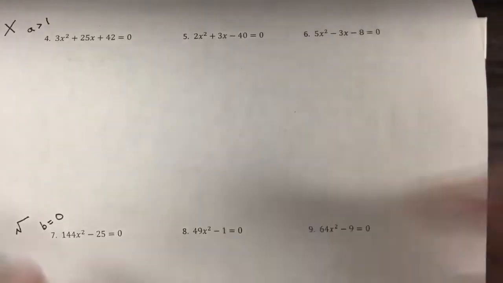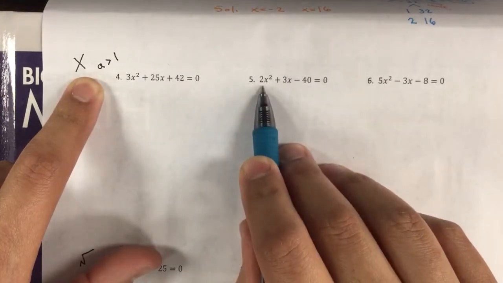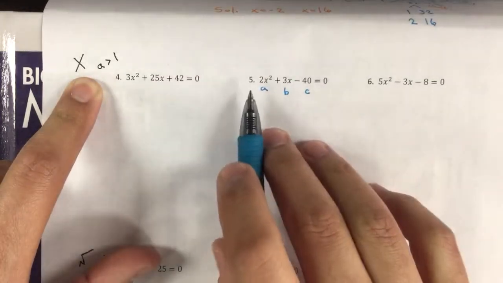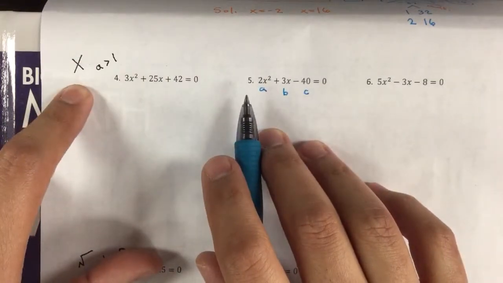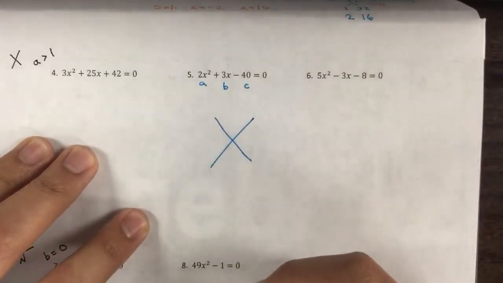Alright, so part 2 is when a is greater than 1. So I'm looking at this guy right here. That's my a, right? We still know this is a, b, and c. So a is greater than 1, so I definitely want to use the x method. Okay? So let's try to do that.